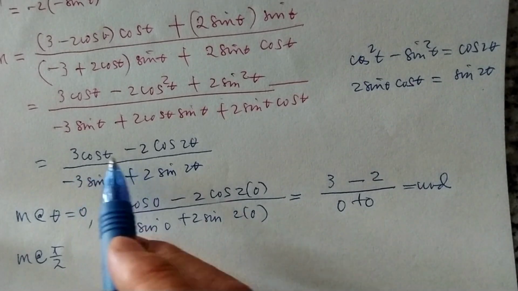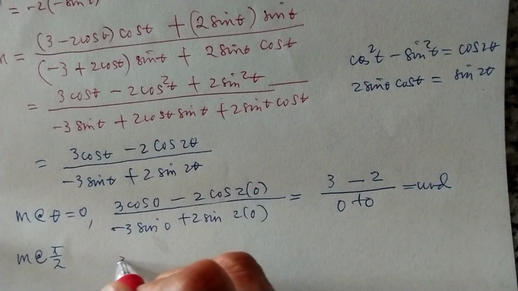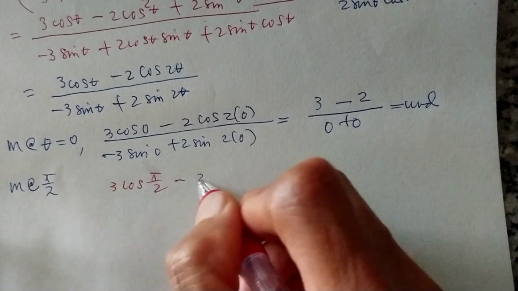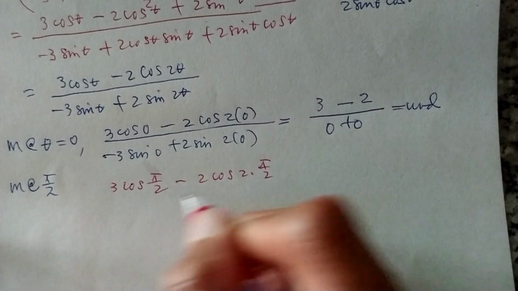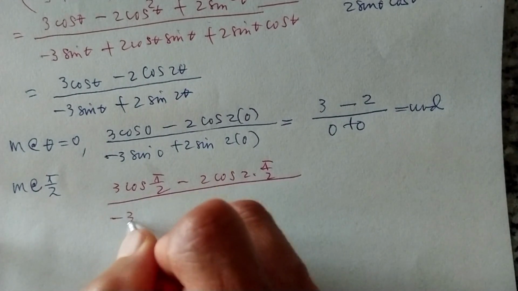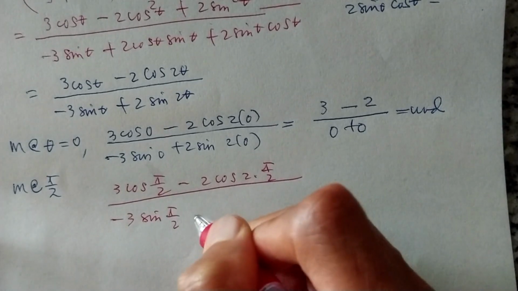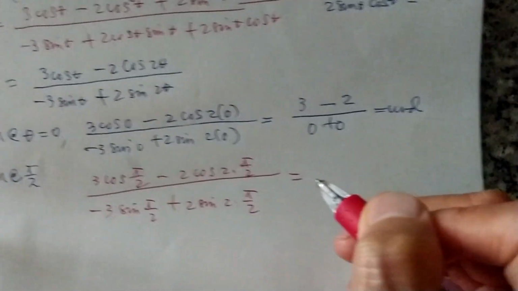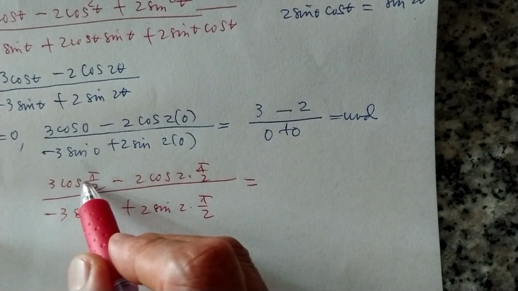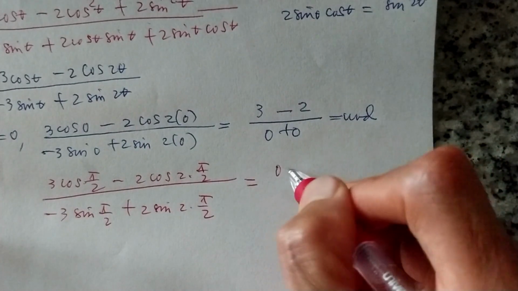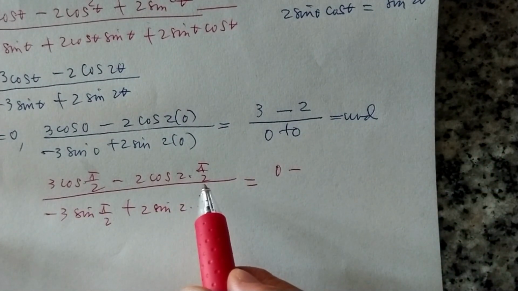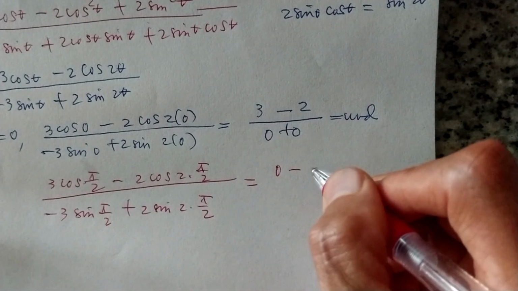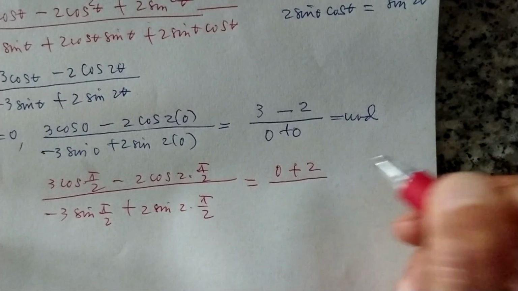So again, we will simply plug in pi over 2 for theta. So 3 cosine pi over 2 minus 2 times cosine 2 times pi over 2, everything divided by negative 3 times sine pi over 2 plus 2 sine 2 times pi over 2. And what do we get? Cosine pi over 2 is 0. 0 times 2 is 0. 2 times pi over 2 is pi. Cosine pi is negative 1. Negative 1 times negative 2 is positive 2.